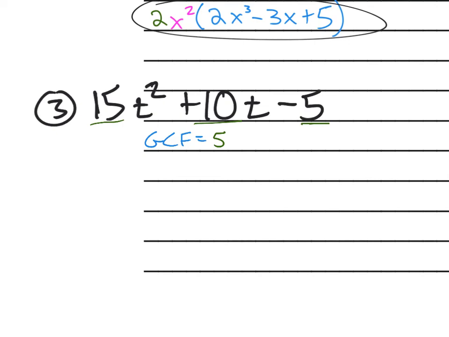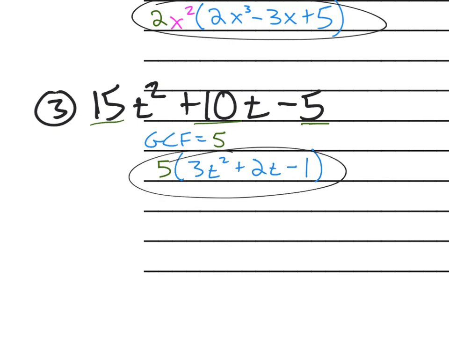And now we're going to write the factored form. So 5, our GCF, times each of those reduced by 5. So 15 divided by 5 is 3. We still have t squared. And then that becomes 2t, because 5 times 2 will give us 10. And then the last one will be minus 1, because that'll be 5 times negative 1 to get negative 5 there. So there's our factored polynomial.